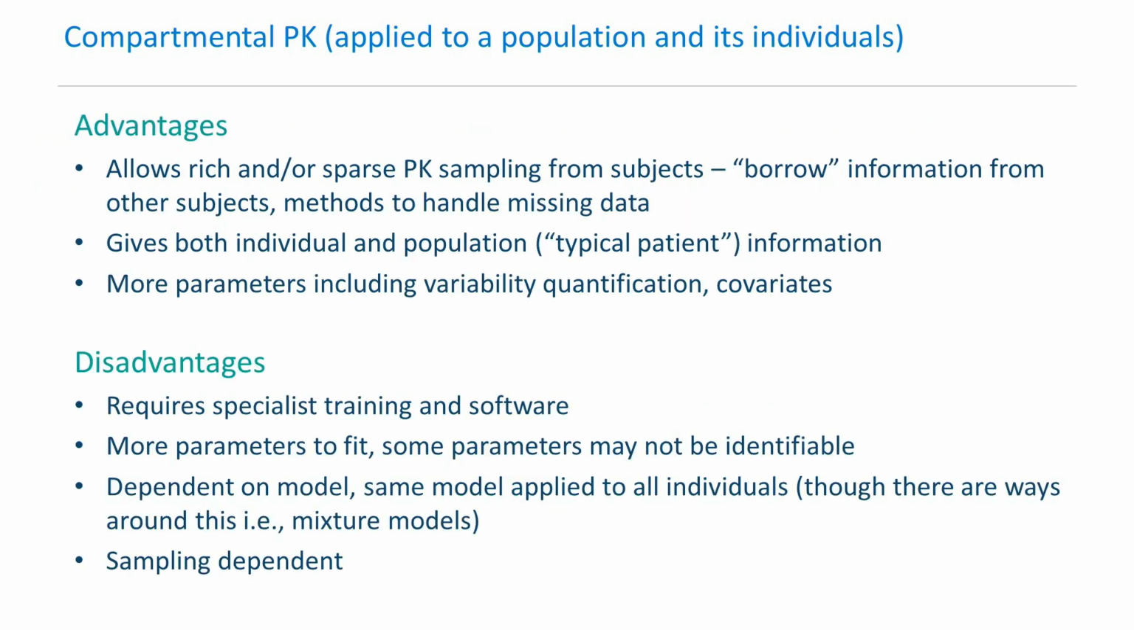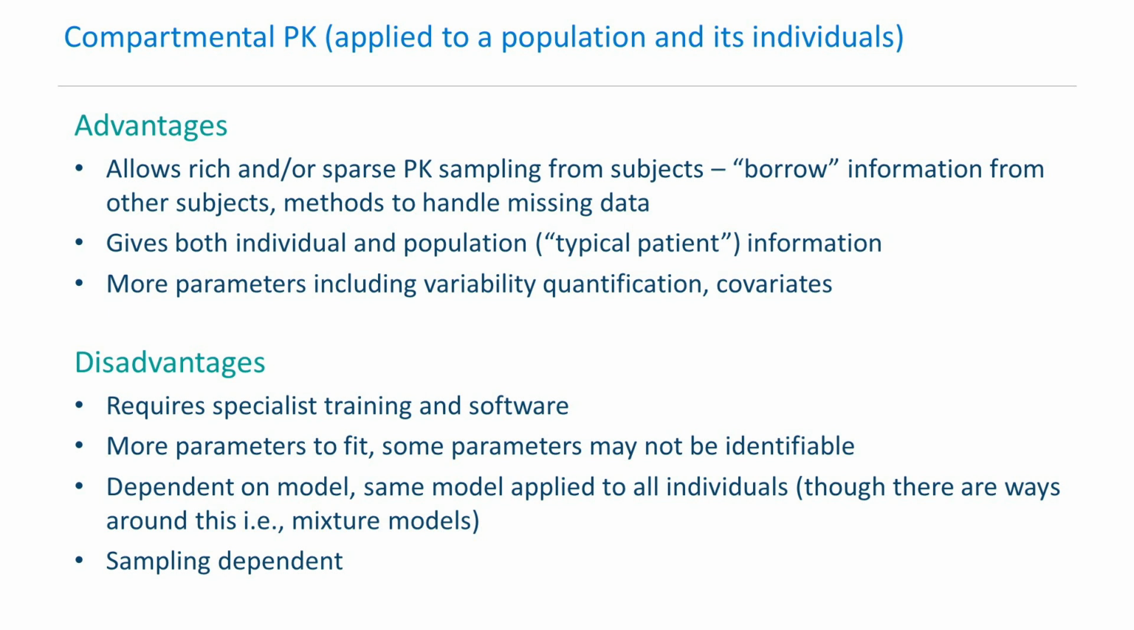Let's talk a little bit about population PK and what are its advantages and disadvantages. Well, what's nice about POP-PK is that you can use rich and or sparse sampling from subjects. Subjects borrow information from each other because you look at the population as a whole, you pool all the data together, if you will, to get a trend for the entire population. So that helps us to get a feel for what the overall underlying model looks like. And then we can start applying that model to subjects who only have sparse data. And as a result, we also have methods within population PK for handling missing data within subjects.